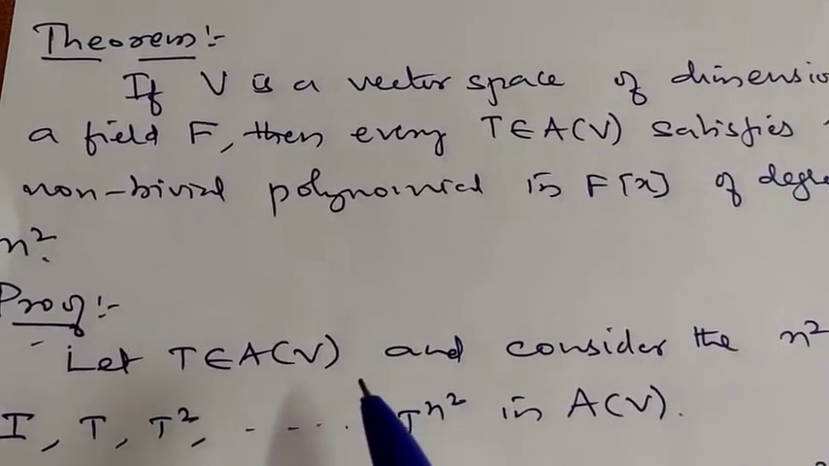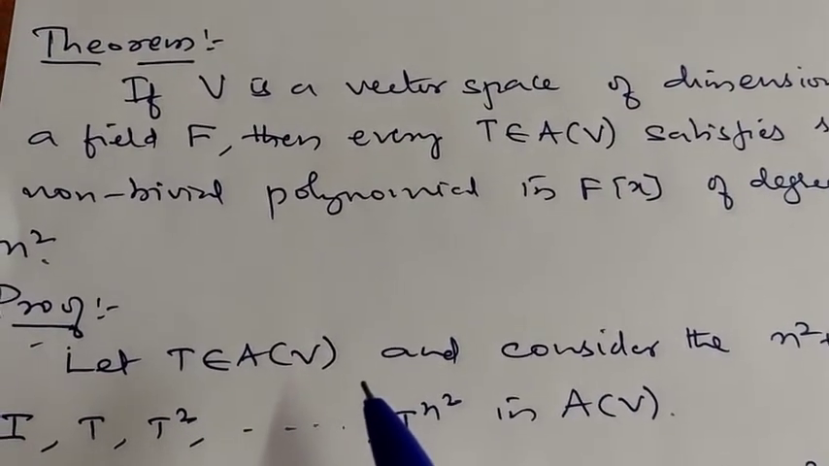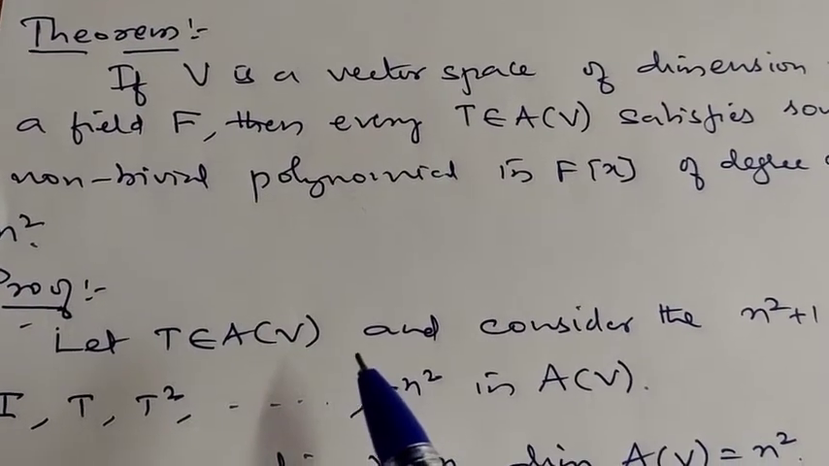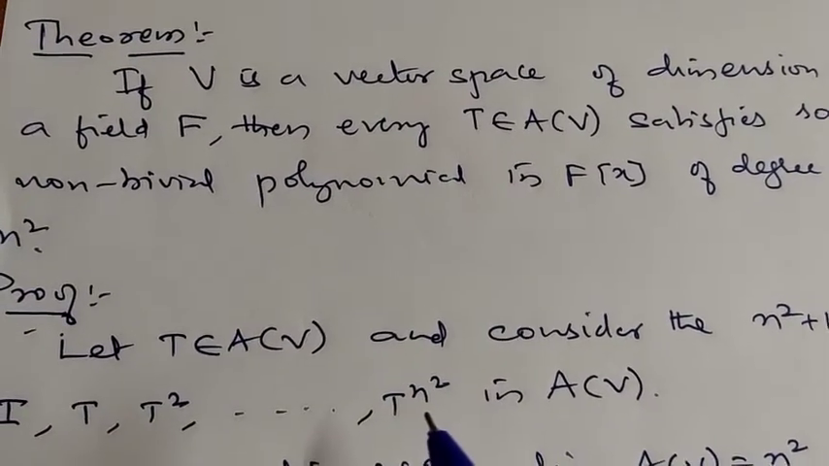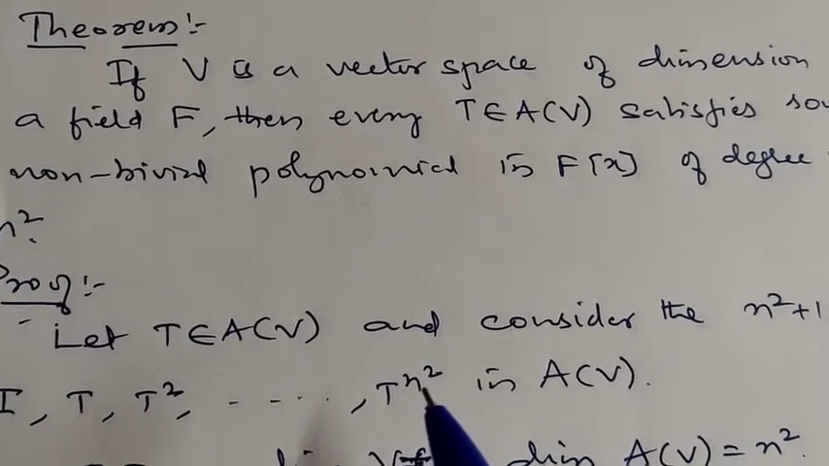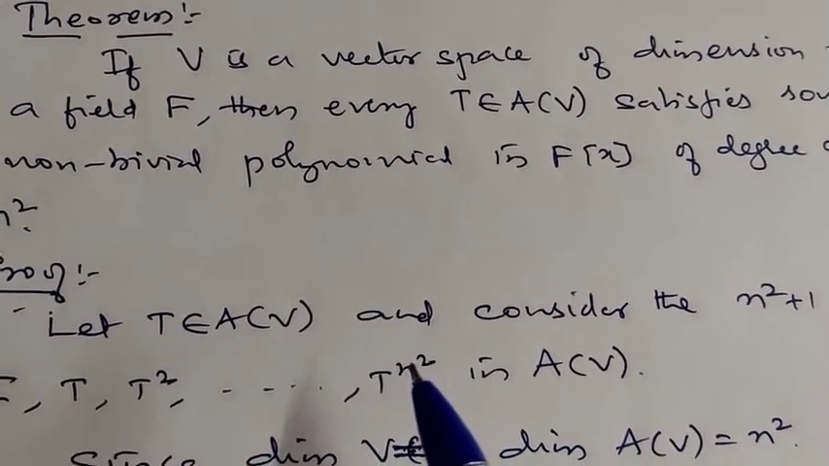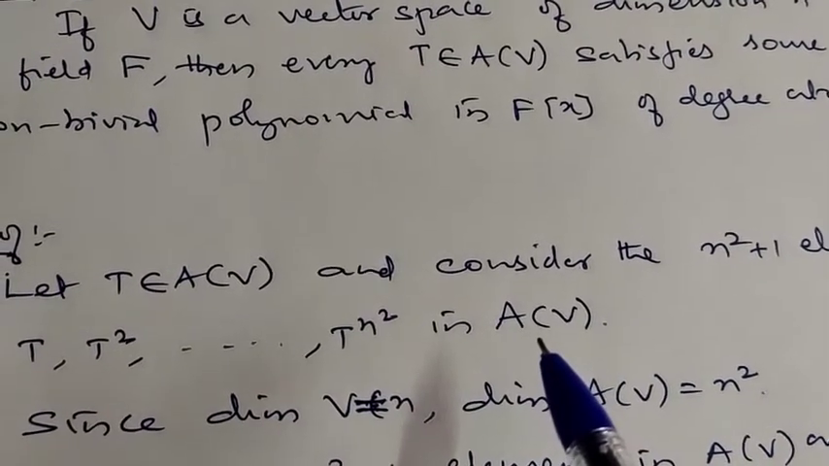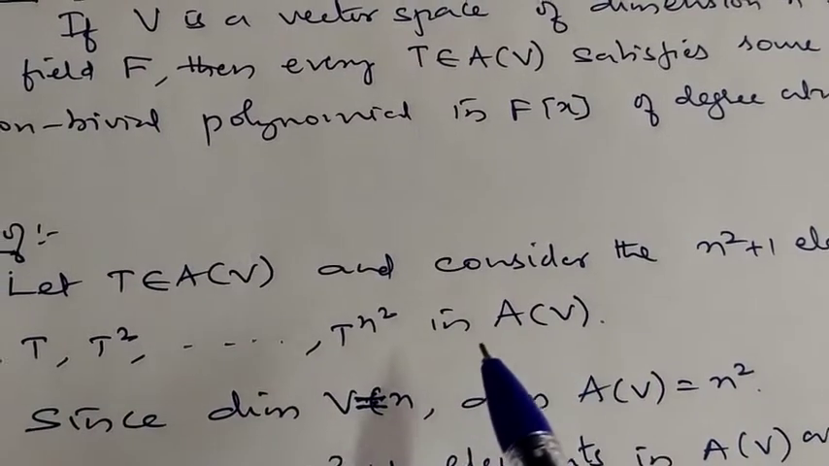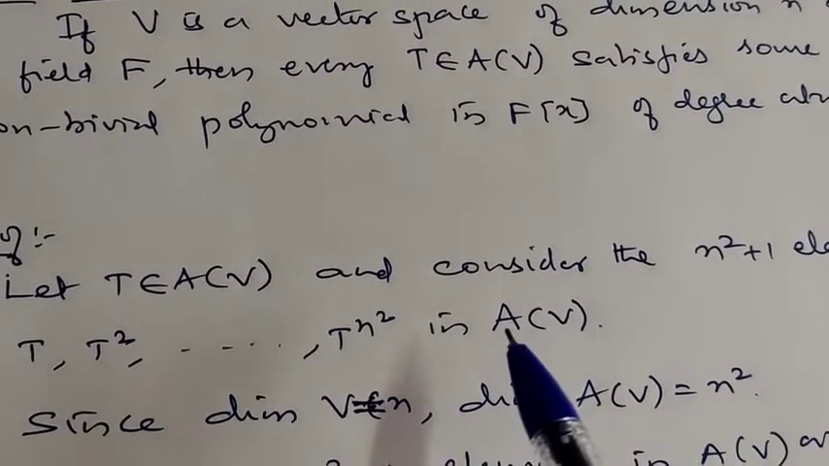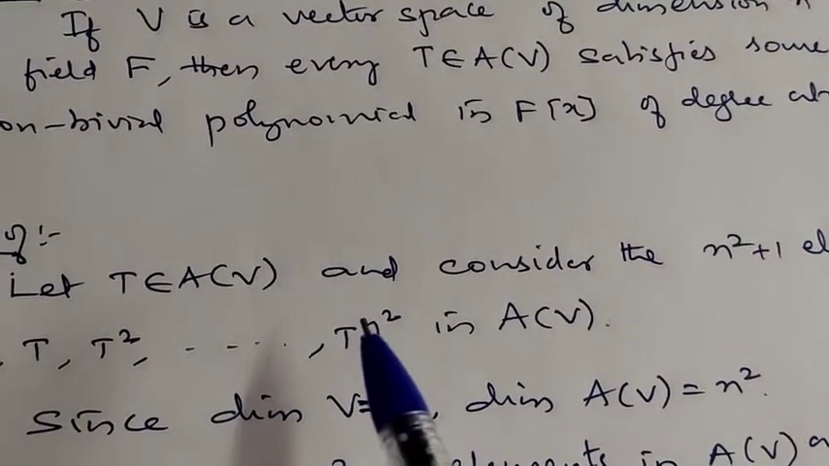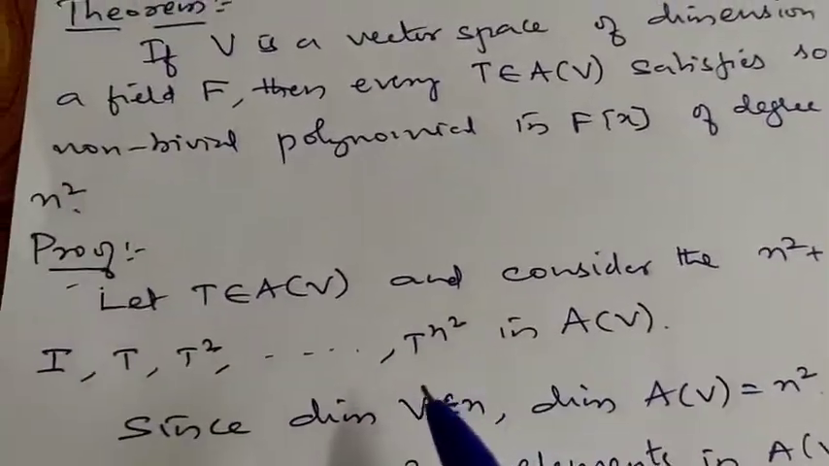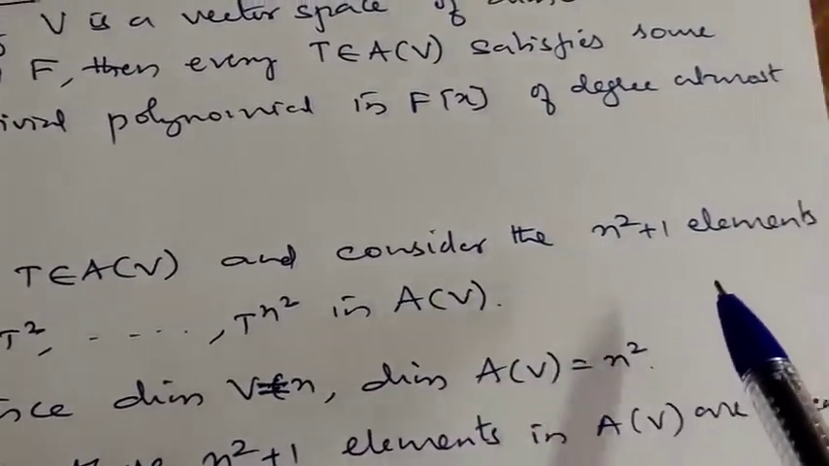Suppose T belongs to A of V. Since A of V is closed under multiplication, T into T, T square, also belongs to A of V. Now T square belongs to A of V means T square into T, T cube, also belongs to A of V, which means all the powers of T lie in A of V. After certain stages, the elements may repeat. Now suppose you consider n square plus 1 elements in A of V.